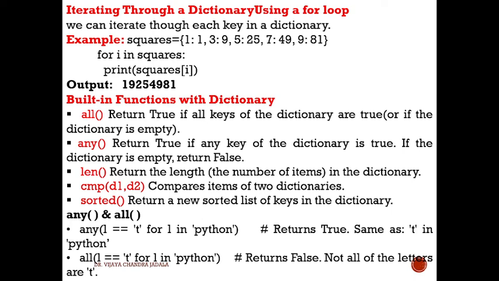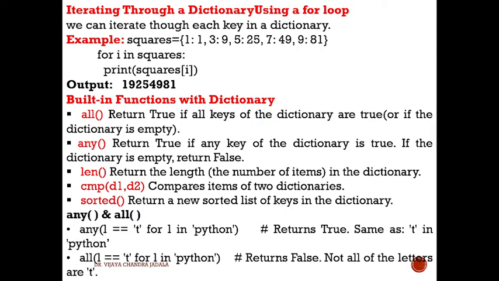Iterating through a dictionary using for loop. So we are using for loop with the dictionary. We can iterate through each key in a dictionary. Squares = {1: 1, 3: 9, 5: 25, 7: 49, 9: 81}. For i in squares: print(squares[i]). So the for loop is going to print every time 1, then comes to 9, then 25, then 49, then 81.